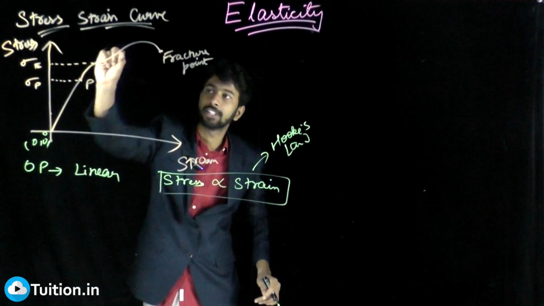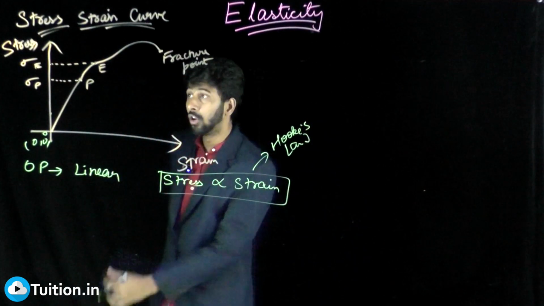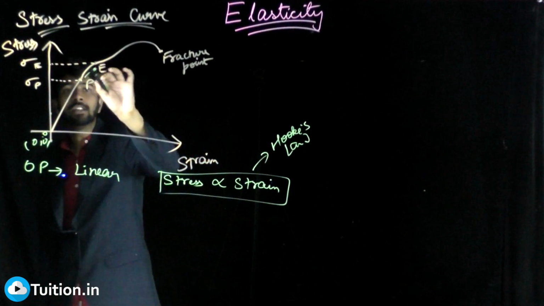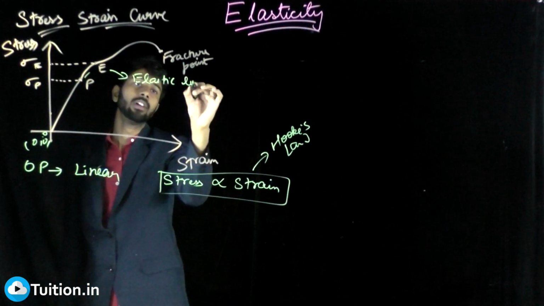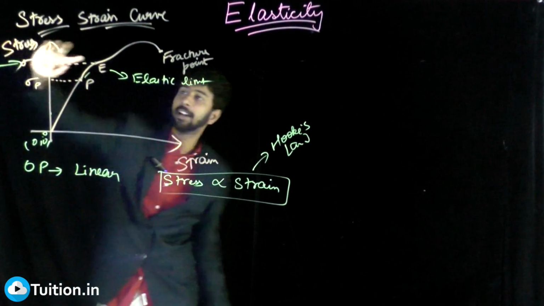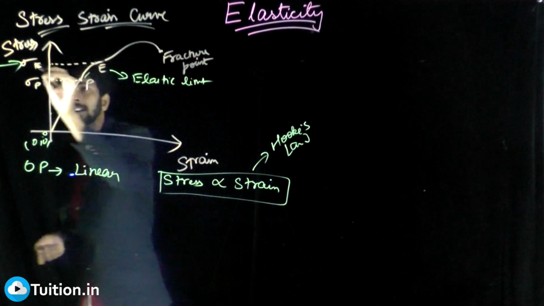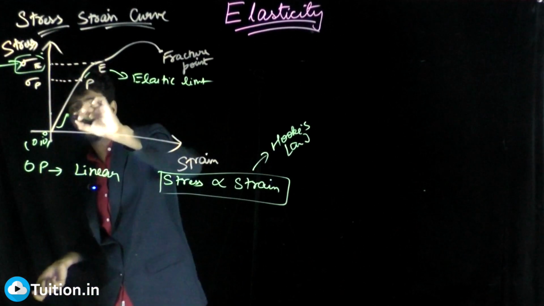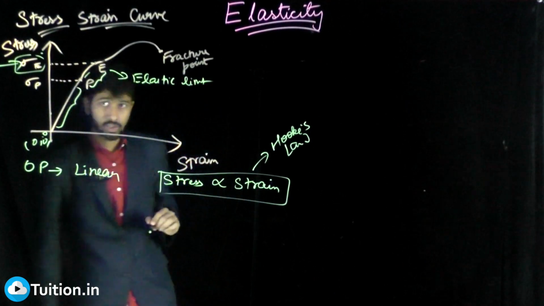There are a couple more points here, which are not really important from the exam point of view, but for understanding they're really good. Until OP, it will be linear. After P, this E is called the elastic limit. If your stress is until sigma E, where sigma is the stress, then if you keep applying force until the elastic limit, the body can come back to shape. The only difference is that in the region OP, the relation between stress and strain is linear, and in the region PE, the relation is non-linear.